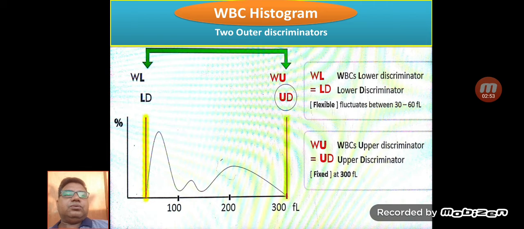If we go through the discriminators, there are two. The first is called WL, or WBC lower discriminator, and the second is called WU, or WBC upper discriminator. The lower discriminator fluctuates between 30 to 60 femtoliters, whereas the upper discriminator is fixed at 300 femtoliters. So the upper discriminator is basically a fixed discriminator.